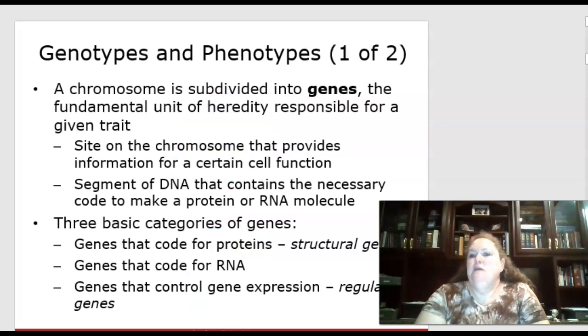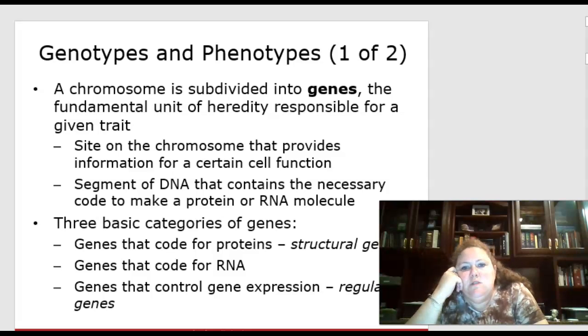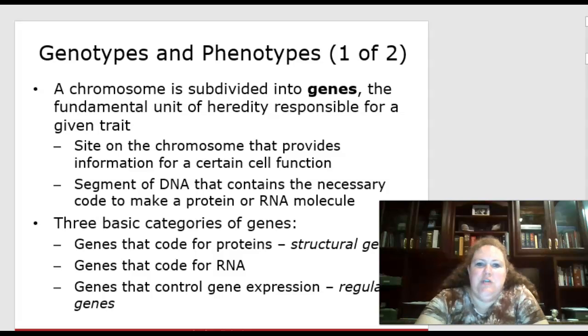So basically, genotypes and phenotypes, okay? Genes are going to be the genetics. Phenotype, I like to see the word photo in that word. So a phenotype is going to be how we look, okay? So my genotype is what's going to code for like my hair color, and my phenotype would be that it's brown, okay? So a chromosome is going to be divided into genes, and the gene is the fundamental unit of hereditary, which is responsible for a given trait.